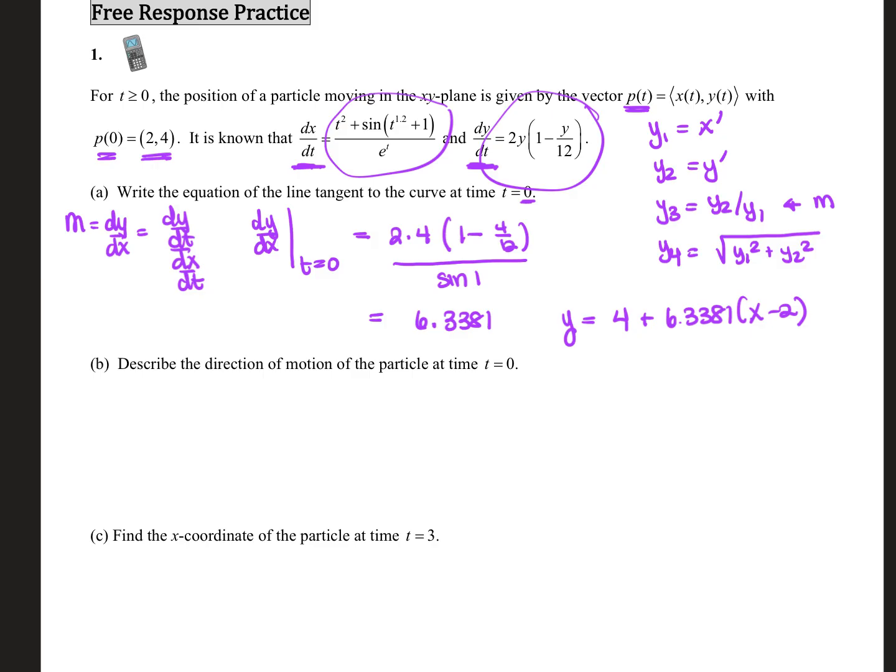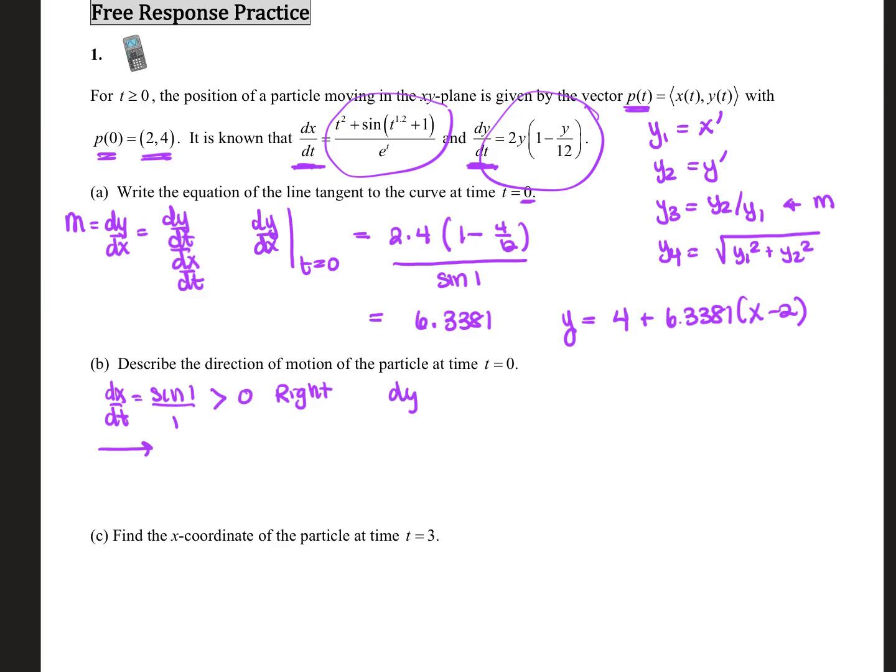B, describe the particle motion at time equals 0. So there's lots of different particle motions we can talk about. We can talk about dx dt. So dx dt at time equals 0 is sine of 1 over e to the 0, which is 1, which is bigger than 0. So since the change in x is bigger than 0, it's going to the right.